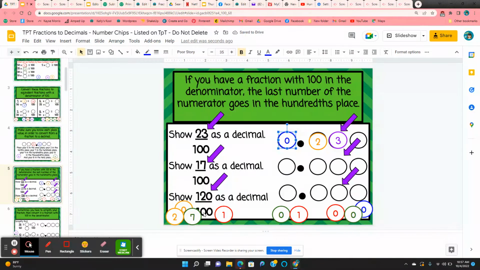And then when they get down to this one at the bottom, 120 hundredths, again, that 0, the number on the far right, will be in the hundredths place. And that way they can place the 1 and the 2 here.